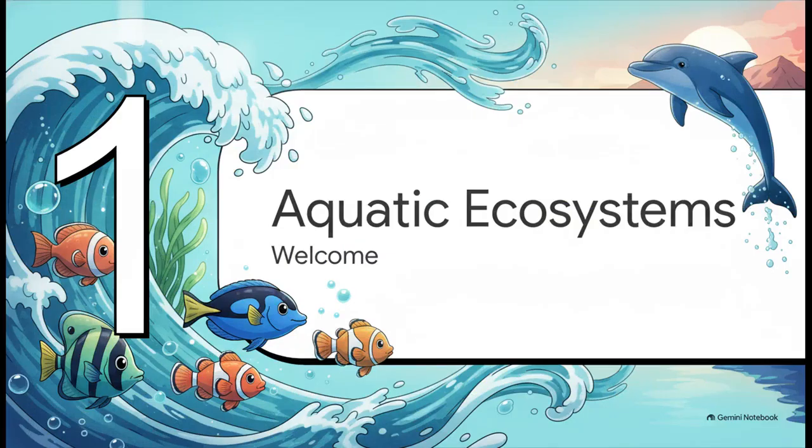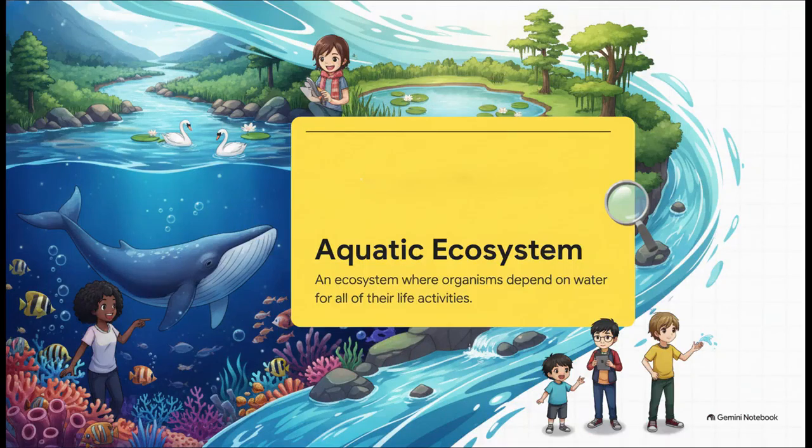Section 1. Welcome to aquatic ecosystems. Let's look at how foundational water really is to all these diverse habitats we're about to explore. Okay, let's dive into this. Before we go splitting things up into oceans and rivers, we really need a baseline. So an aquatic ecosystem is basically this massive umbrella. It includes everything from the deepest, darkest oceans to that little bubbling stream in your local park.